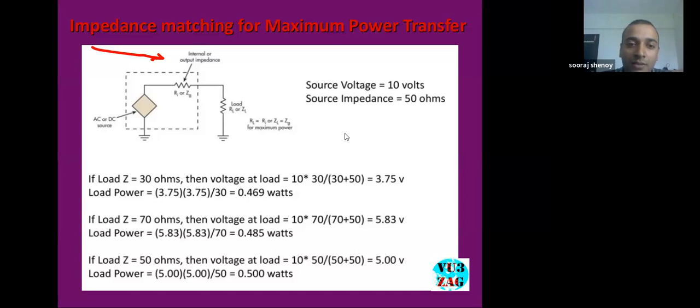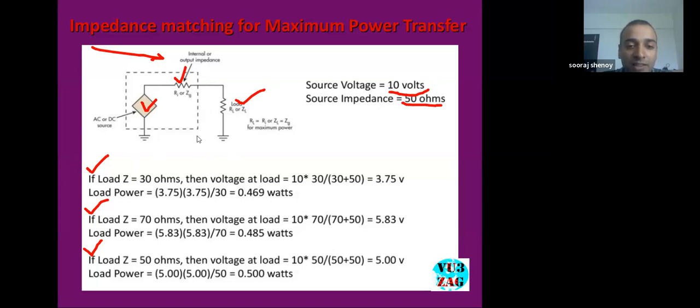Okay, so here we are explaining three case studies with three conditions of the load resistance value. Assume that the source voltage is 10 volts and the source impedance is 50 ohms. This is the industry standard for radio equipment, this one being only the impedance part, and the voltage we have taken as 10 for calculation. So assume that the load impedance is 30 ohms.